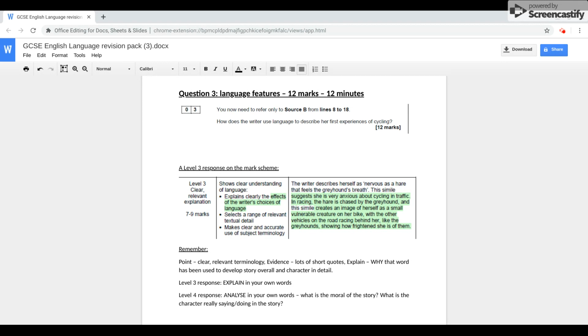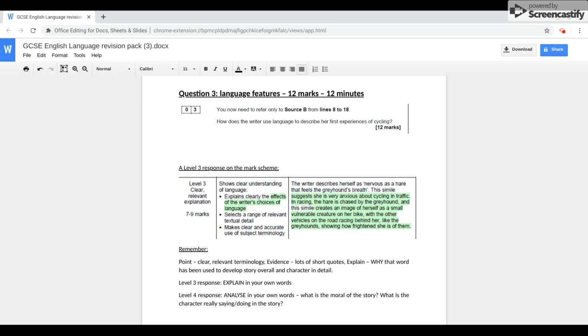And for this one, you need to just make sure, again, as always, you read the question very carefully. So for this one, you need to refer to source B and then look at the lines. Make sure that you focus specifically on the lines that you have been given to focus on. In this case, lines 8 to 18, it will be in bold. Go to the text. It's not like in paper 1 where they'll get it in the actual question paper. Have a look at the insert and put a box around the lines that you're focusing on so you know exactly your area of focus in the insert for this question. And then look at the question. How does the writer use language to describe her first experiences of cycling?